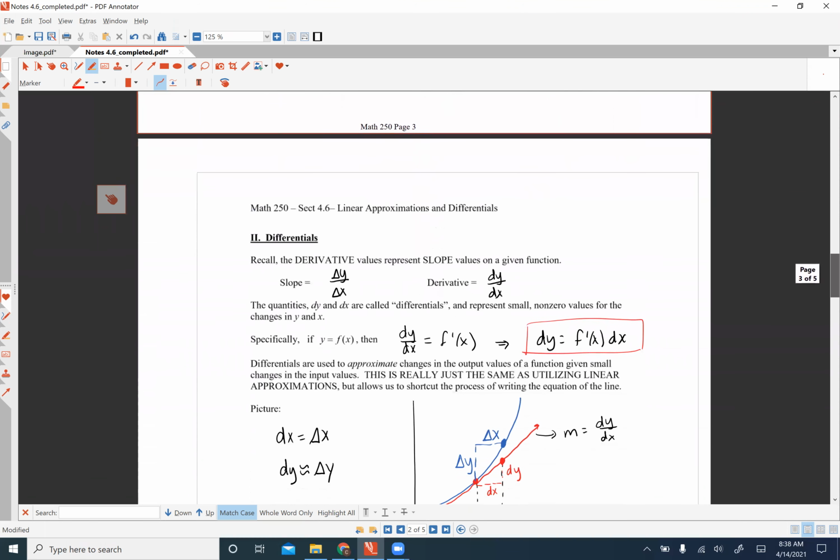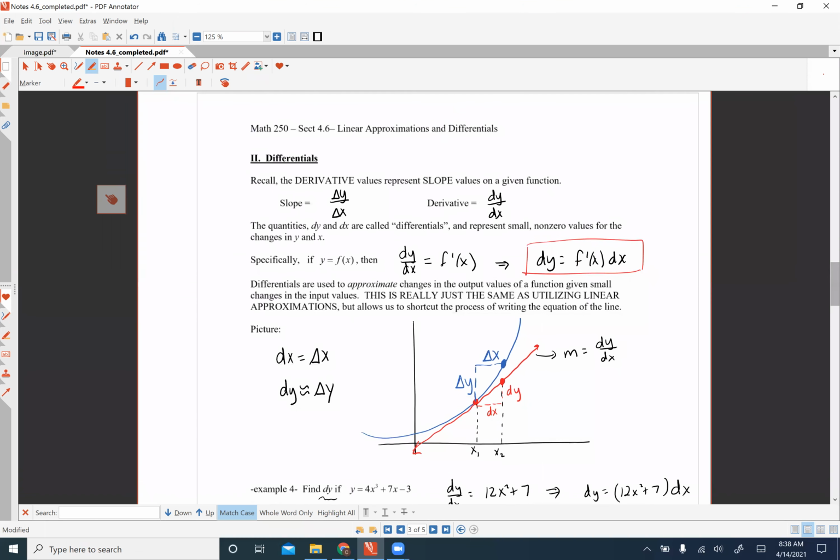Here's maybe the more important point. We're going to use differentials here, and there's a certain amount of hand waving. Here we're going to say dx is about delta x, a small change in x, and dy is a small change in y.